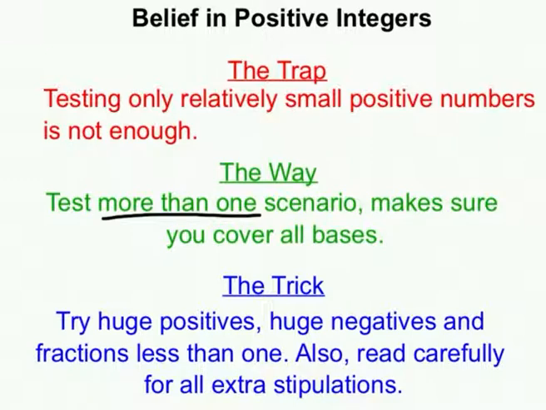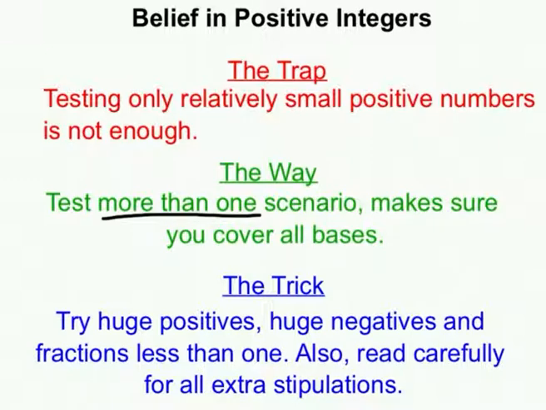So the next trap is belief in positive integers. The trap we're falling into here is that if we have to test out a scenario, it's pretty easy for us to just choose small positive numbers like 1, 2, 3, when really we should be testing ridiculous, obnoxious numbers.